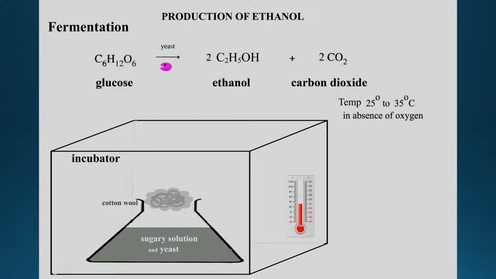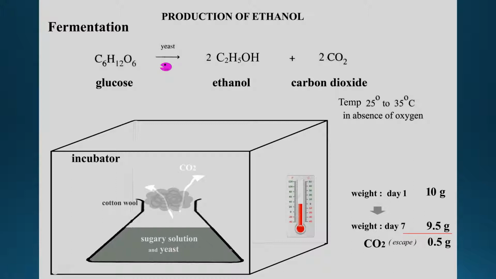And then with the yeast and the glucose, you will start fermenting. You also require to record from day 1 to day 7. You have to wait every day. Why are you waiting? Because you see the weight will change. Why is the weight changing? Because in fermentation, the carbon dioxide produced will escape through the cotton wool, causing the weight loss.